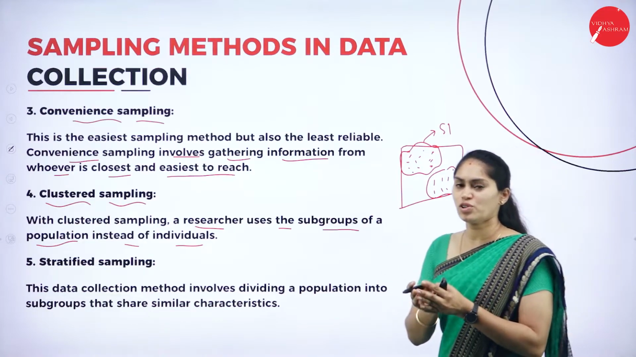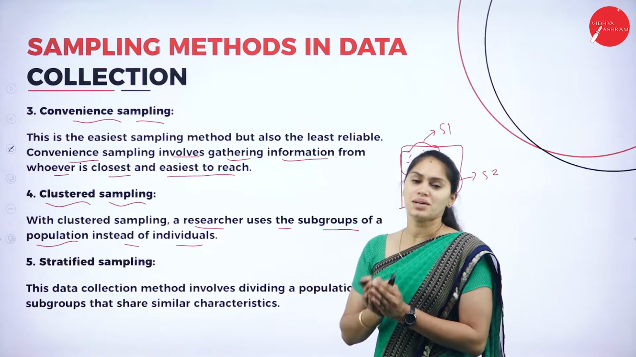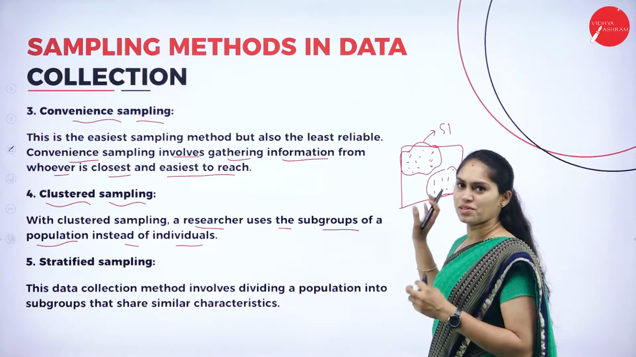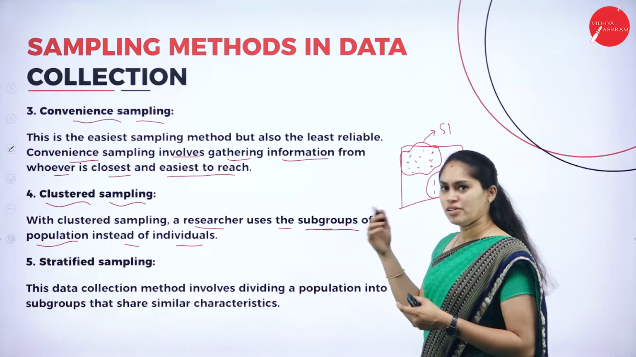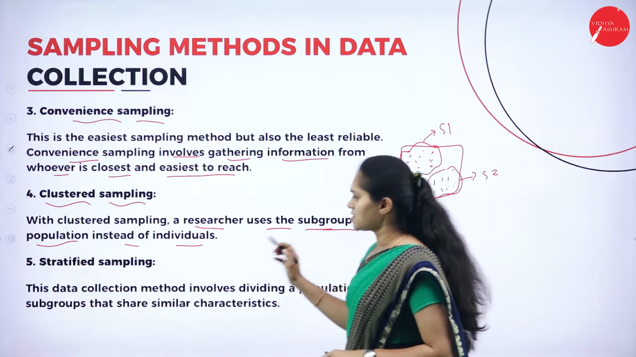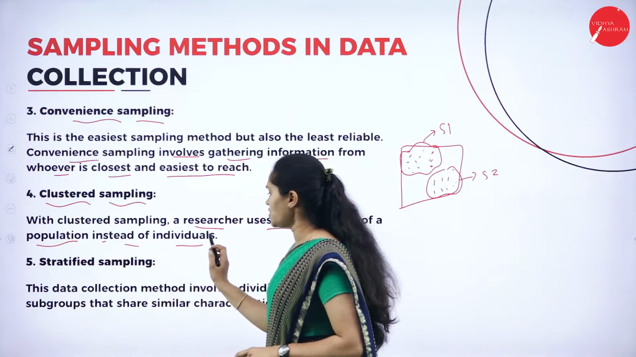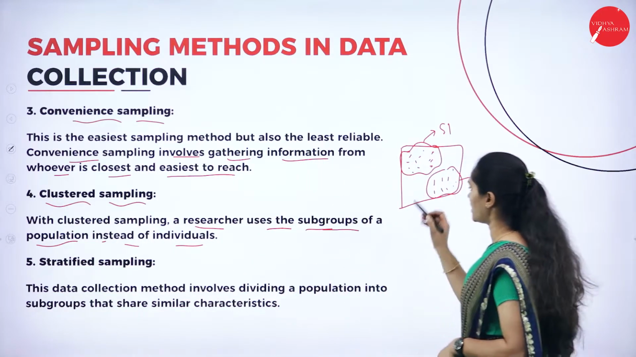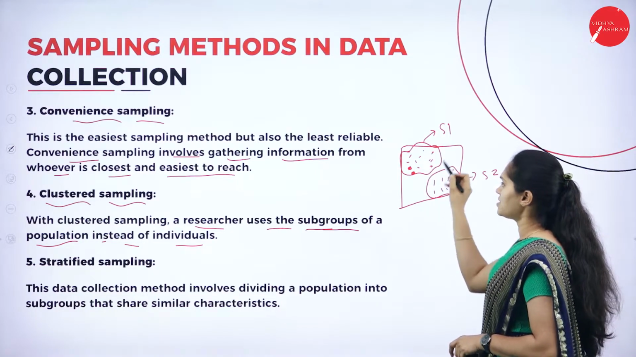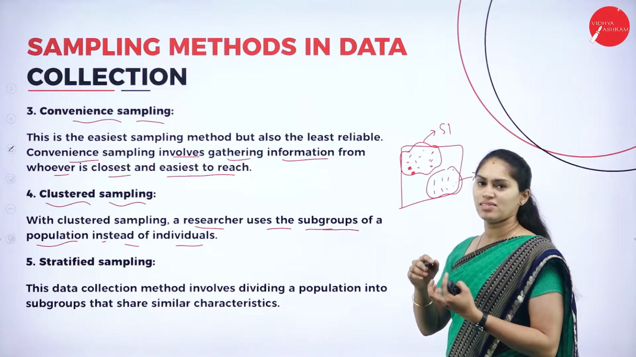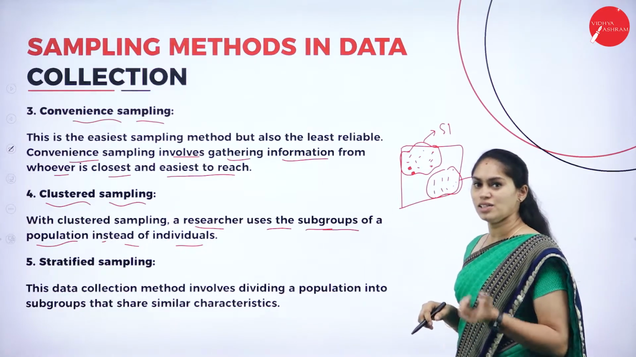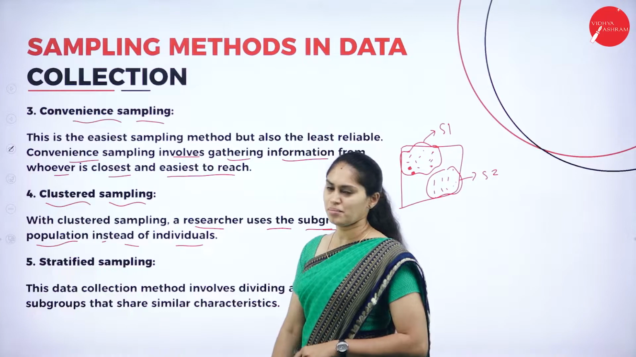I group the individuals into subgroups and then collect the samples from a particular group. That particular subgroup approach is termed cluster sampling. It uses subgroups of a population instead of individuals. Instead of considering each as separate data, I make a group of likely individuals as a subgroup, then get the data from that sampling method.